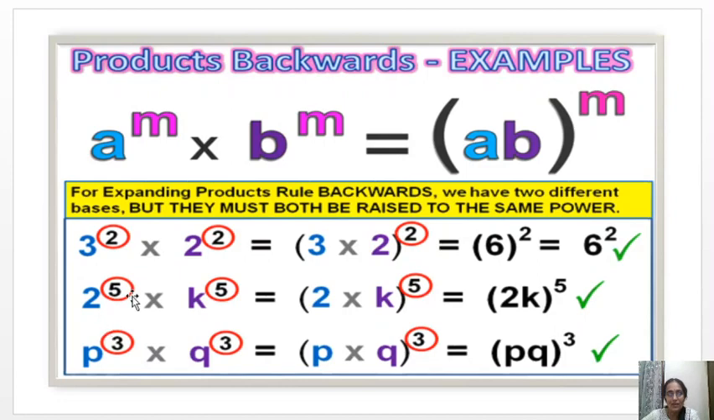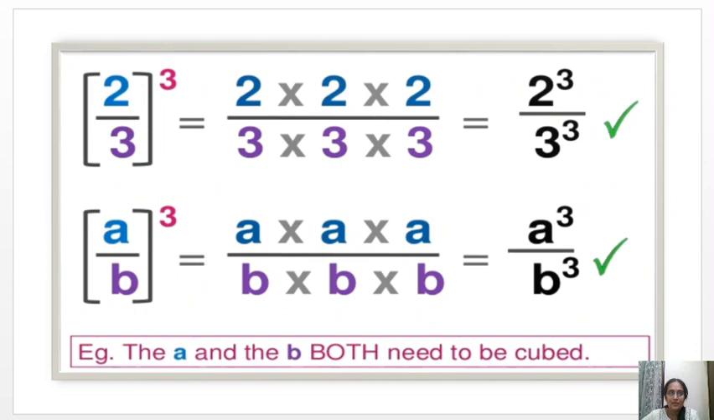2 to the power 5 into k to the power 5. Exponents are same but the bases are different. 2 into k, the bases are different. Put the 2 into k inside the bracket and whole power 5. 2k whole power 5. p power 3 into q power 3. Put the p and q inside the bracket, then whole to the power 3. It is pq whole power 3.